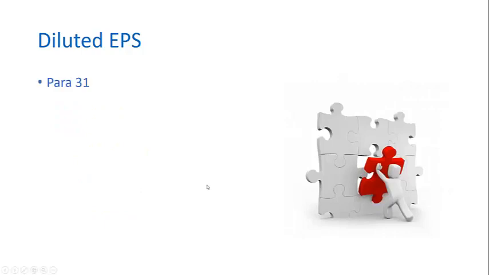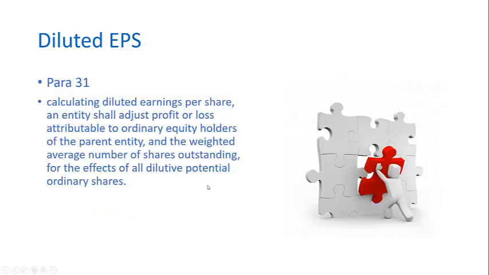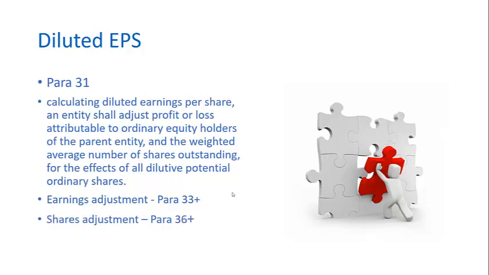So the diluted earnings per share number is calculated by dividing the diluted earnings of the entity, that's the adjusted number, by the adjusted number of weighted average shares on issue. This is to reflect the impact of dilutive securities. So please note there's an earnings adjustment and a number of shares adjustment. You need to be consistent in this process.